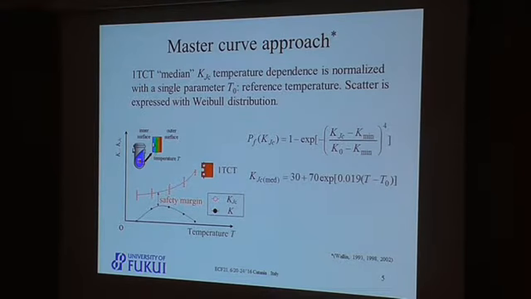Besides the efforts to apply the method, the approach is not without its limitations. For example, some recent studies have reported that the Weibull parameters vary with test specimen size and temperature, and are different from those stated in the master curve approach, and thus the KJC temperature dependence.